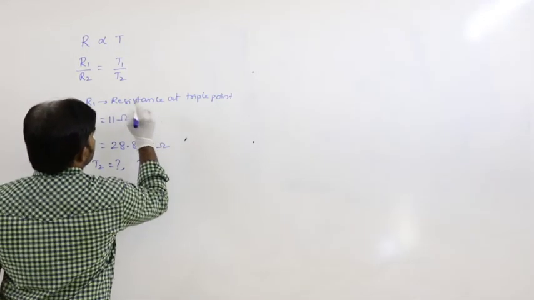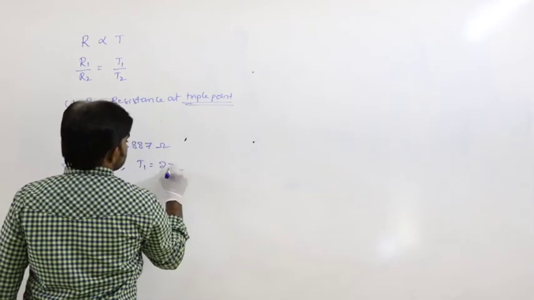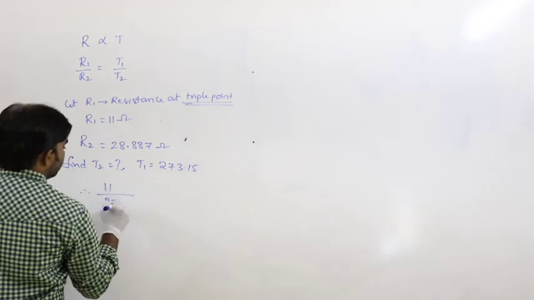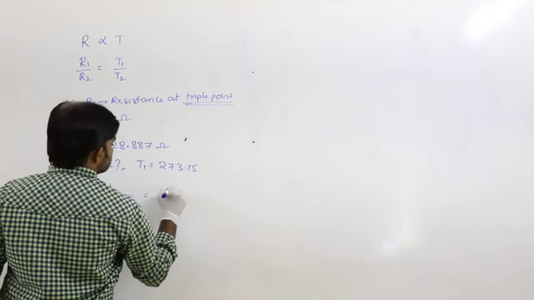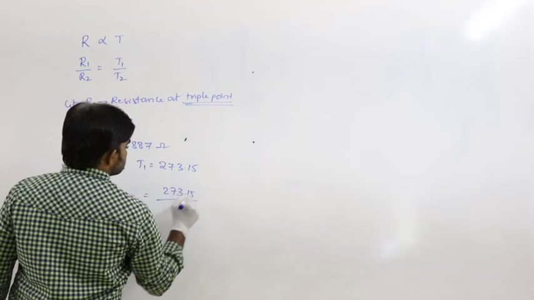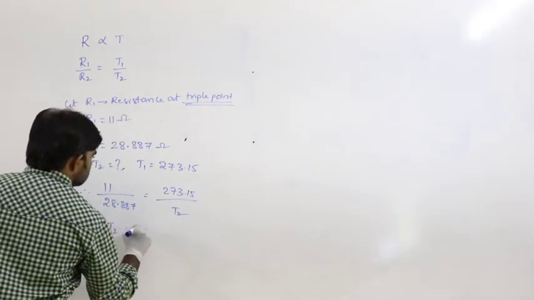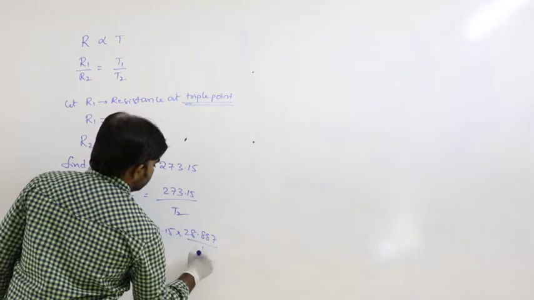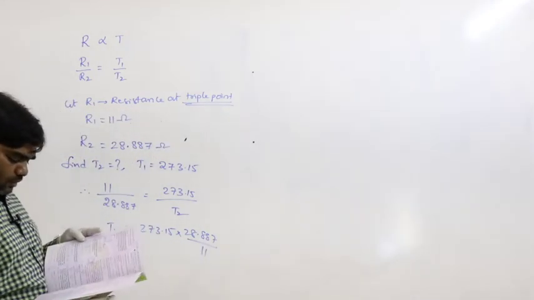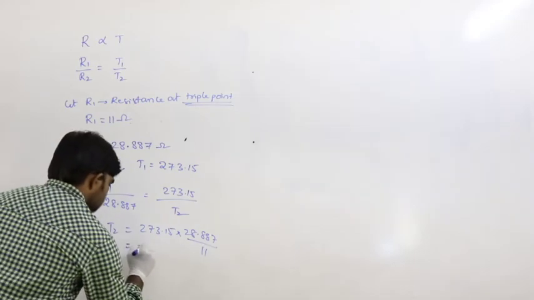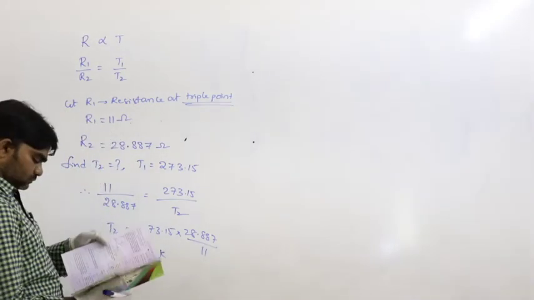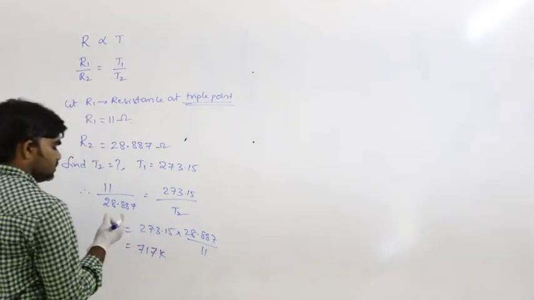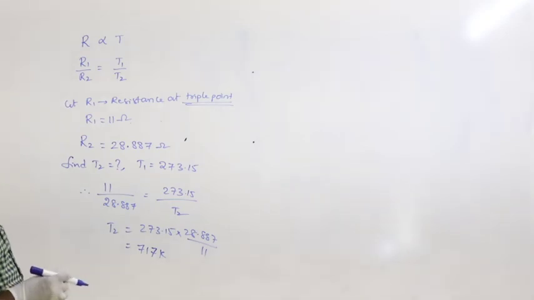And T1 is the triple point, that is 273.15. So R1 by R2, 11 divided by 28.887, is equal to 273.15 divided by T2. From this, T2 is equal to 273.15 into 28.887 divided by 11. So approximately it is 717 Kelvin, T2.